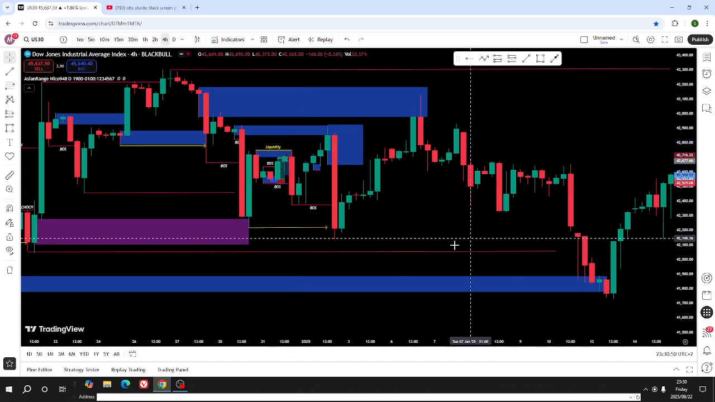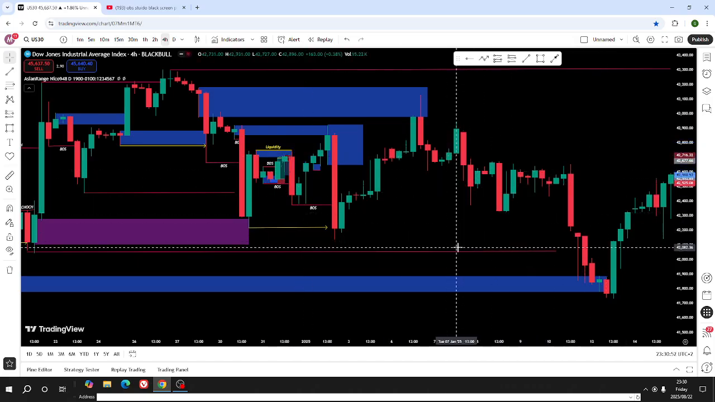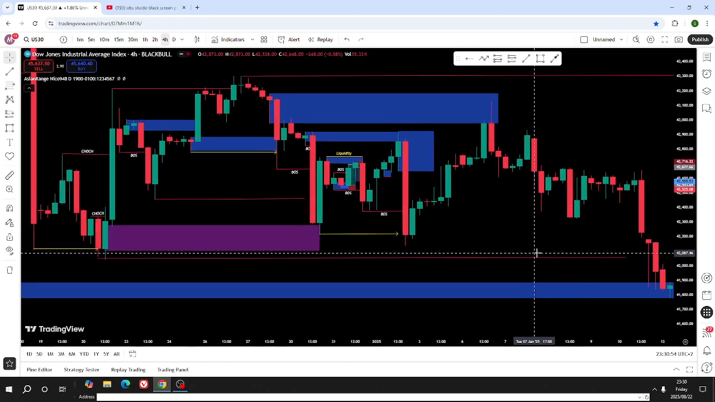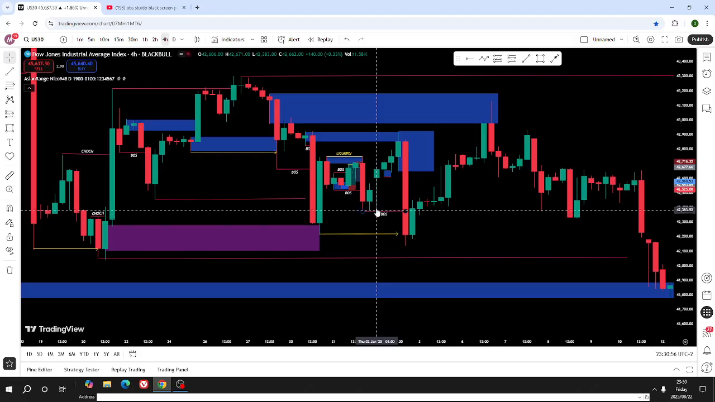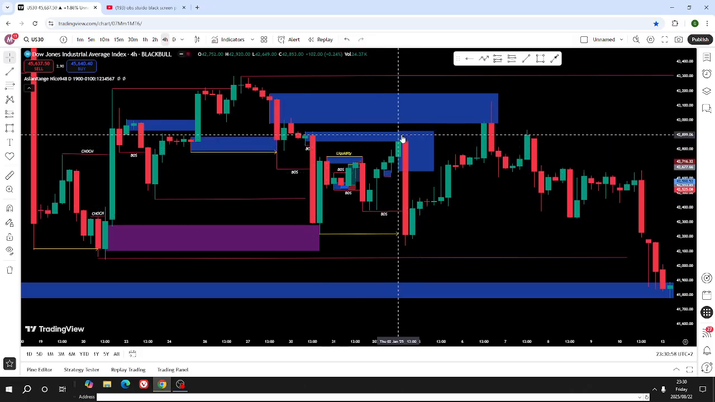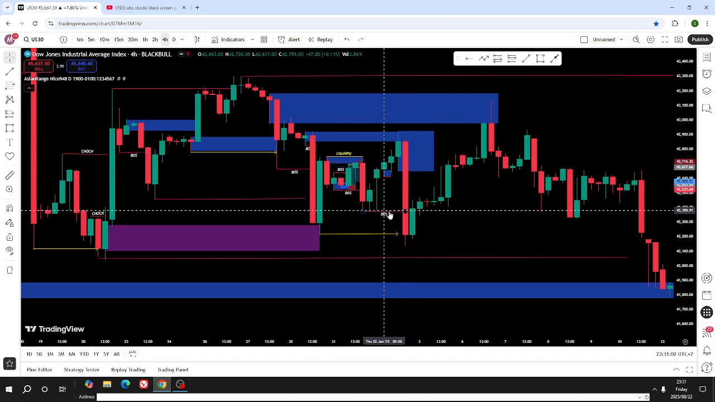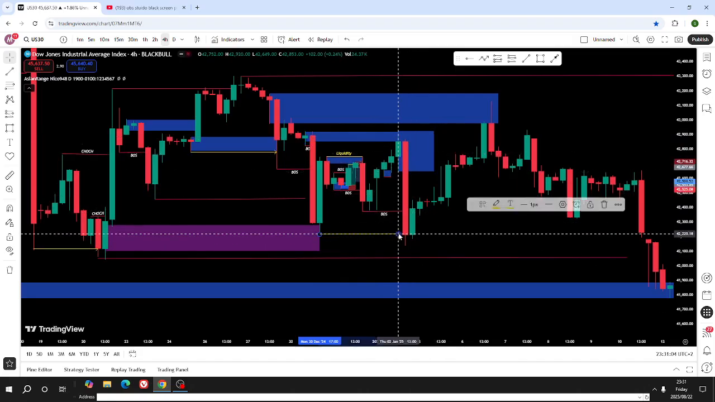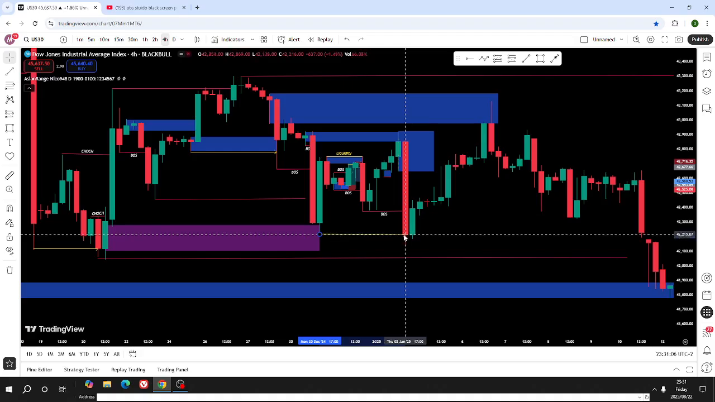I'm gonna delete this order block at first, and then take a look. As you can see now, there is this order block. There is this candlestick that broke structure towards the downside. Now we need to look at what happened to the market when it broke.